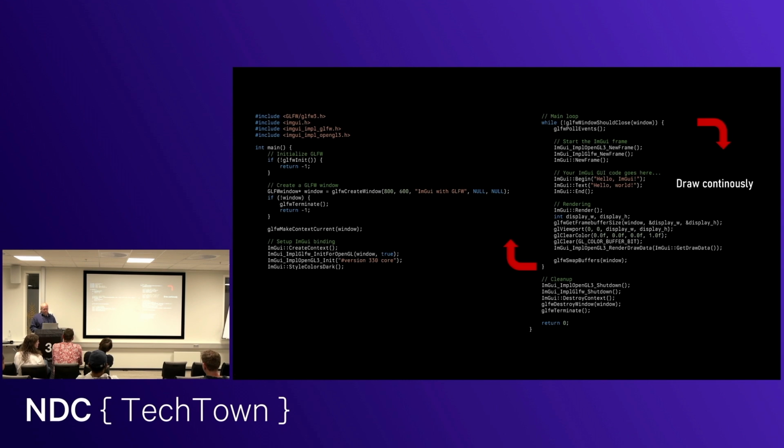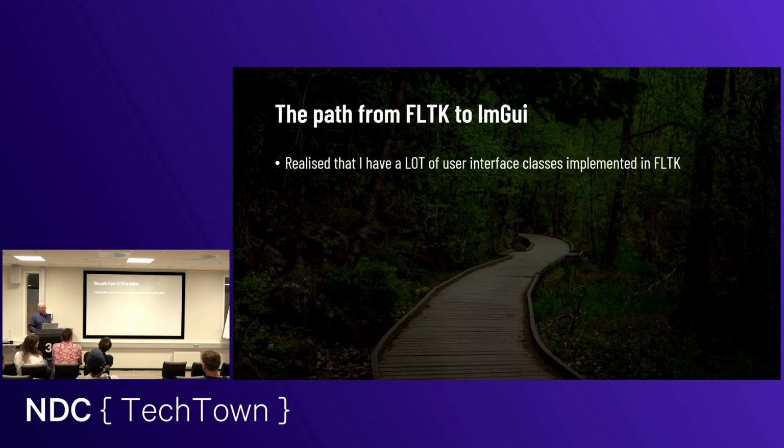So, yeah. I read also there's a lot of user interface classes implemented in FLTK now. So how do you move them out from this existing application to something else? And also replacing everything at once was not an option. I mean, it's quite a large code base I have here.